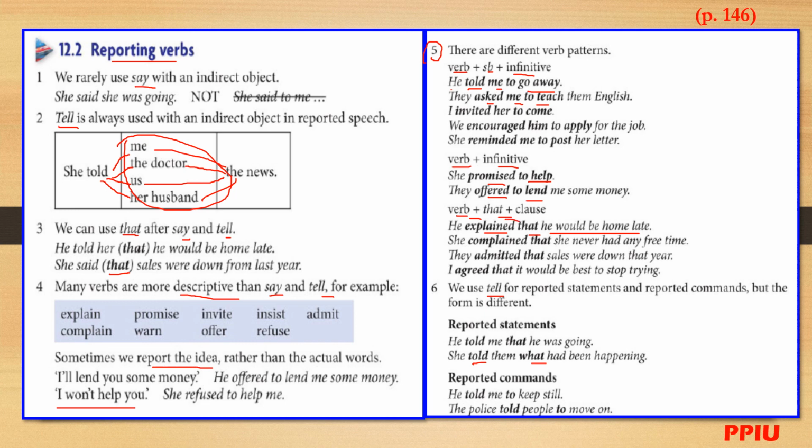That is that, and this one is just a clause in here. She complained that she never had any free time. Okay, complain is a verb. That is that, and never free time is the clause in here, right?